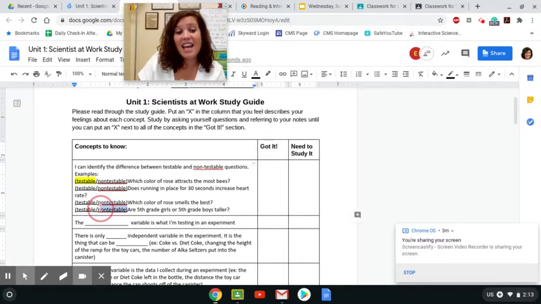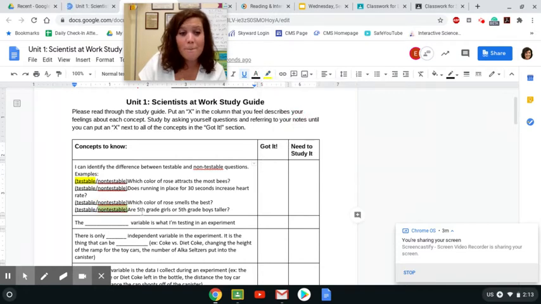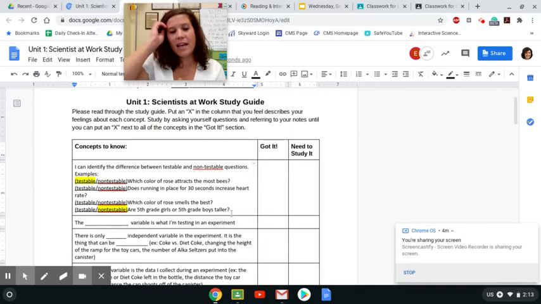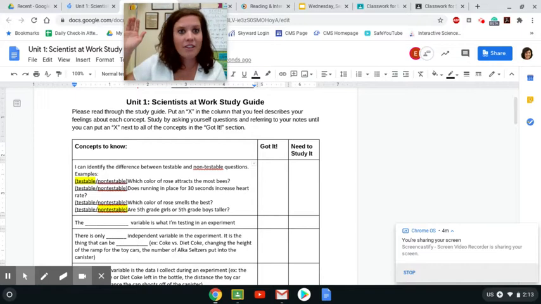This is non-testable, and let me explain why. This is non-testable because there are too many variables that we can't control, okay? There is too much going on. Has this person had the proper nutrients in their life? Does this person have a lot of tall people in their family? There's just not enough that we can control in this scenario to make it testable. So that one's non-testable. That one was kind of tough.